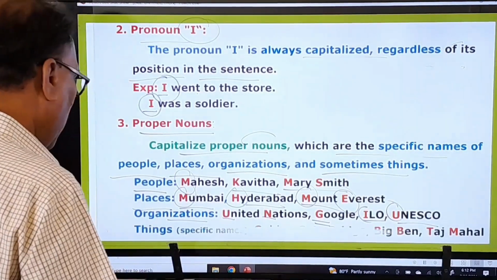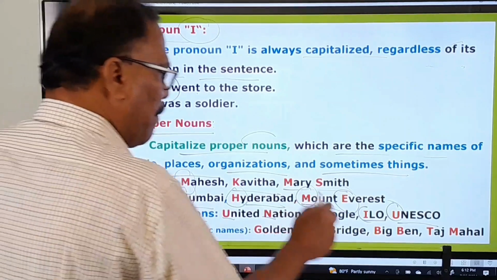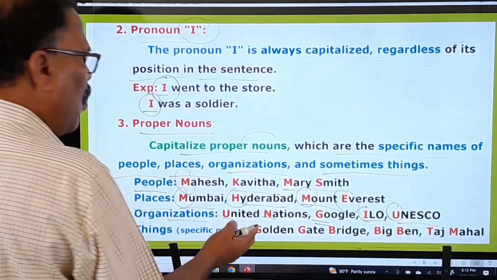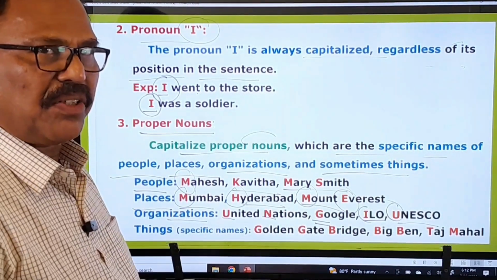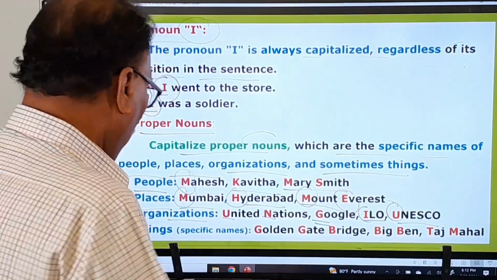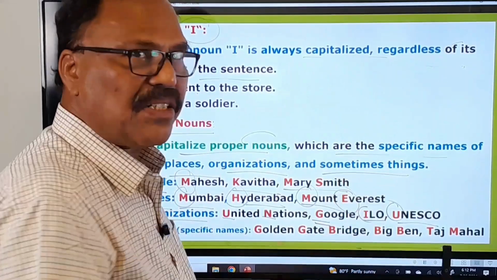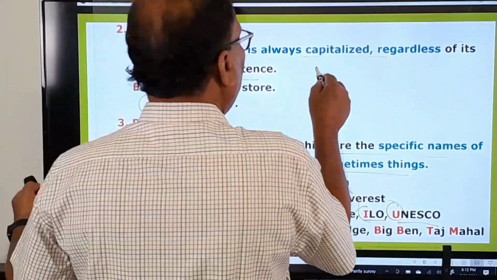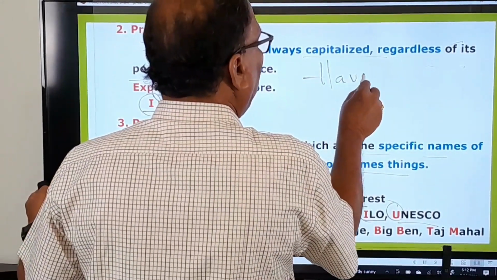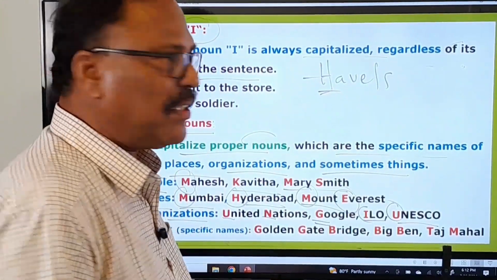Okay, and here things are there. Specific names: Golden Gate Bridge. Okay, Big Ben, Taj Mahal. These are all monuments or constructions, whatever you can call them. Similarly, particular names of things are also there. Of course, not only these things, but other general things are there. For example, famous fans in our country. What is that? Havells. Okay, you write with the H capital letter. You never write it with a small letter.